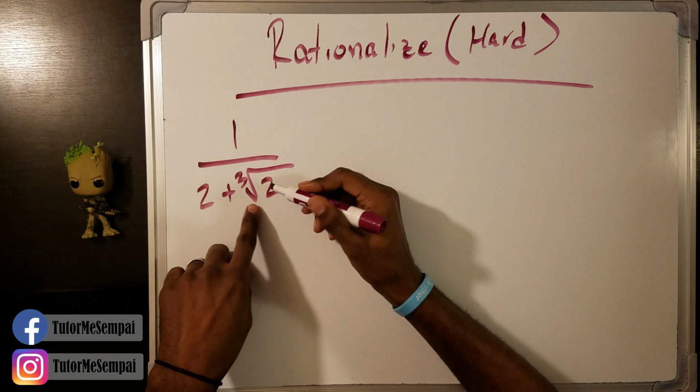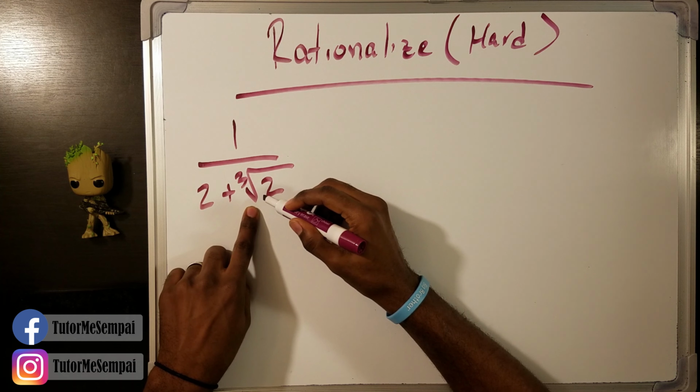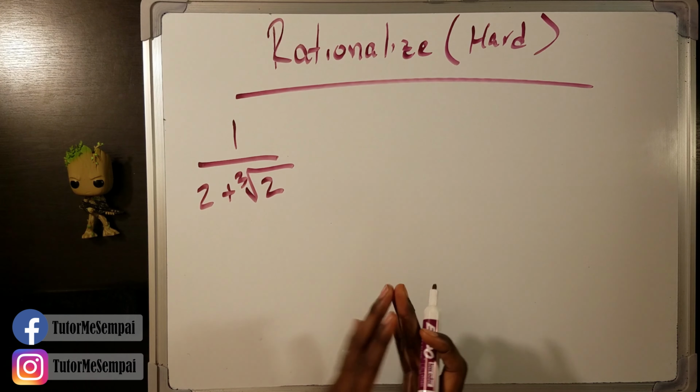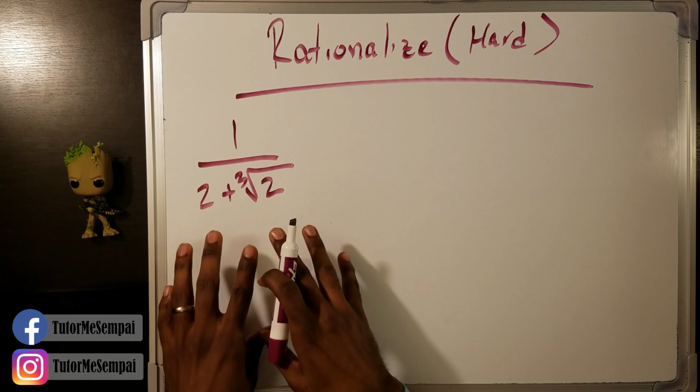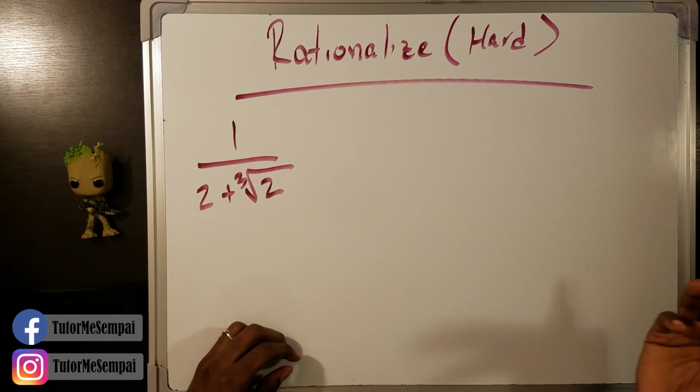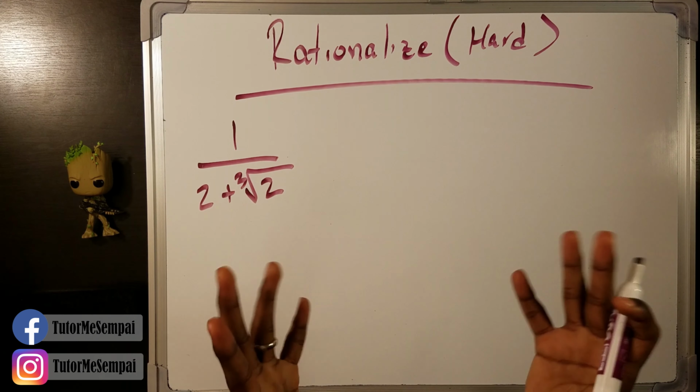And that's because instead of having our radical here be a square root, it is now a cube root. There's a little bit more that we're gonna have to do in order to get this cube root out of the denominator. Now you might be wondering, why can't we just use the conjugate like we did for our previous one, our Super Saiyan 2?